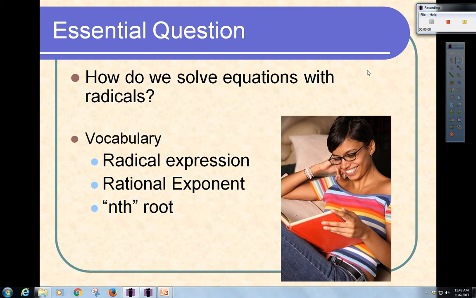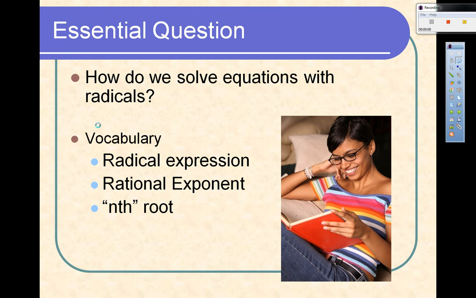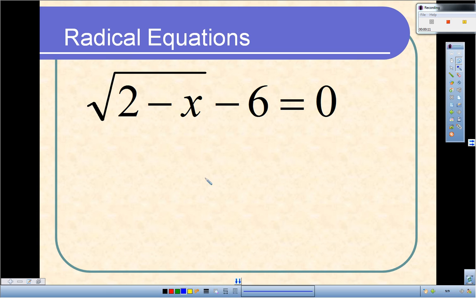Alright guys, today's essential question is how do we solve equations that have radicals? So let's take a look at our first example. Let's say that I give you this equation. Your variable is x, so I want you to solve this for x.